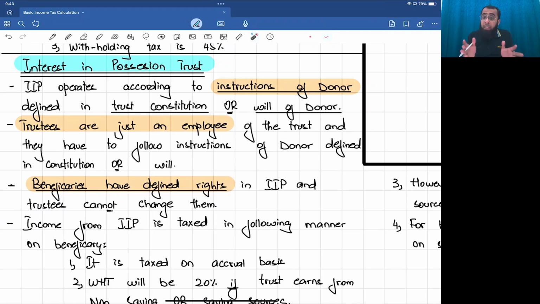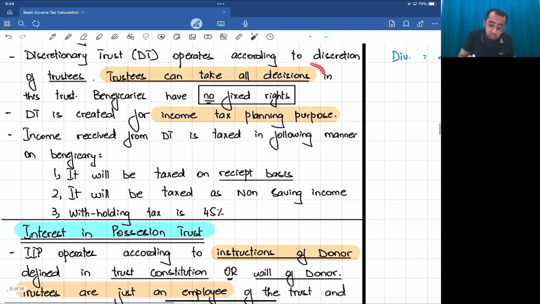The trustees manage the trust and they give income to the beneficiary in a defined manner. Here, the trustee cannot change anything. It's not a discretionary trust. It's a well-defined trust. For example, when you are old aged, you won't create a discretionary trust. Otherwise, the trustee will simply run away with your funds, because in a discretionary trust, the trustees take all the decisions.